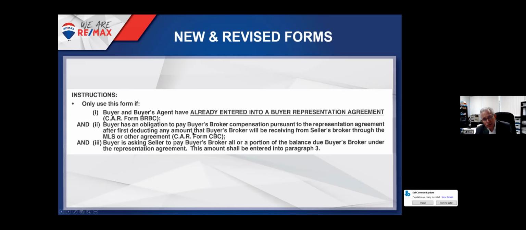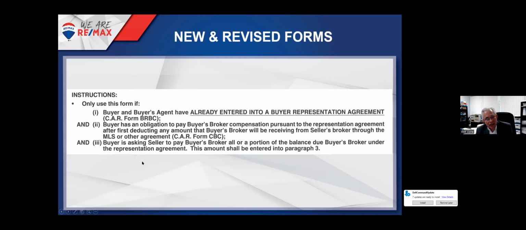So the MLS says 2%, you have a buyer broker agreement for 3%, so it exceeds it. If you have a buyer broker for 2% and the commission in the MLS says 2%, then this form is not appropriate because you're asking the seller to pay the difference, the additional obligation of the buyer to his buyer broker. So the obligation in the buyer representation agreement in the BRBC has to exceed what's in the MLS.